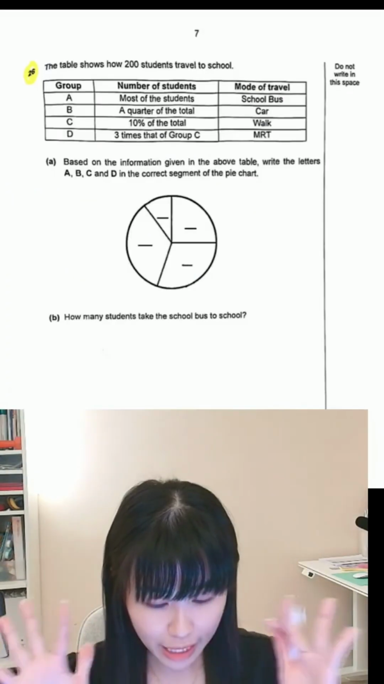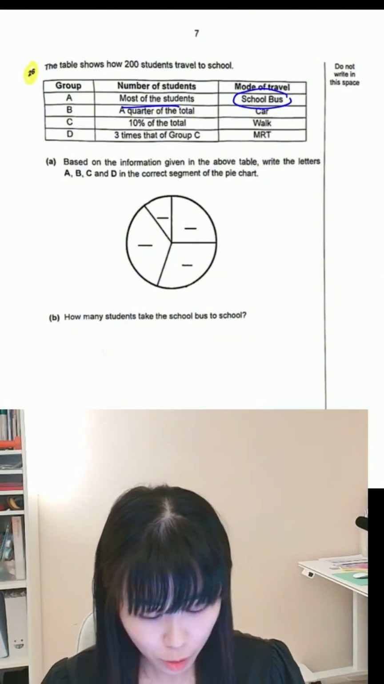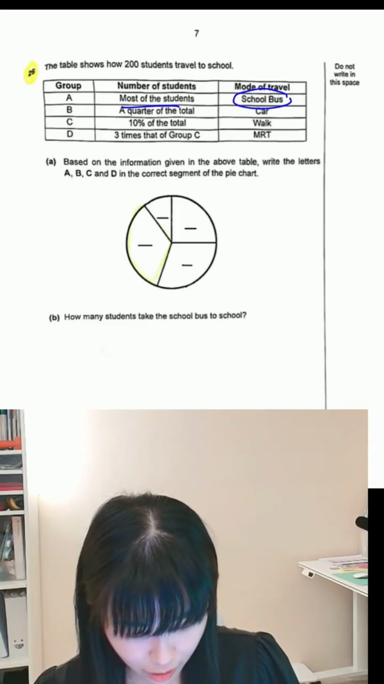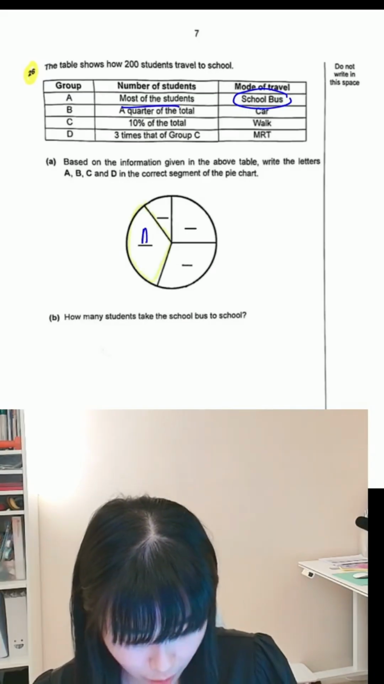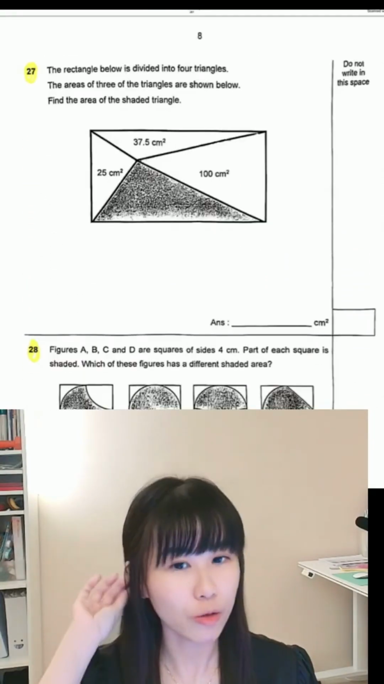So if you look at this table that they give you, most of the students travel by school bus. So if you look at the pie chart, confirm the biggest chunk here is this one already, okay? It's quite easy to tell. So you know this one is A already. No need, nobody needs, I will move on. So 27, you just need to know this concept.